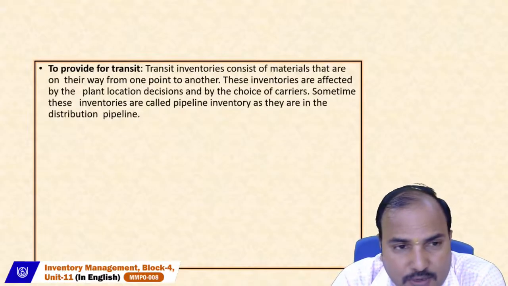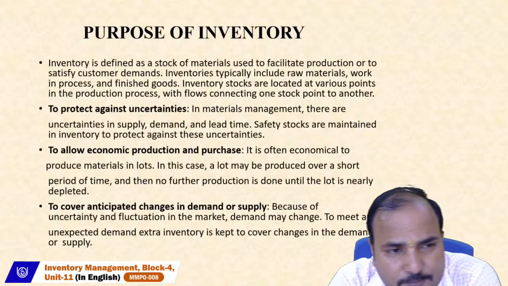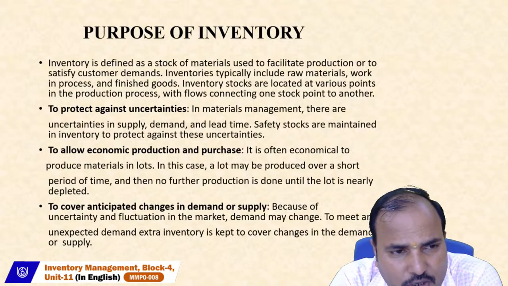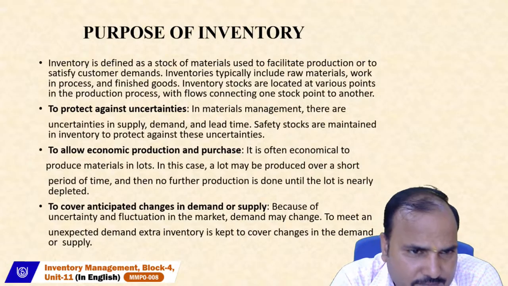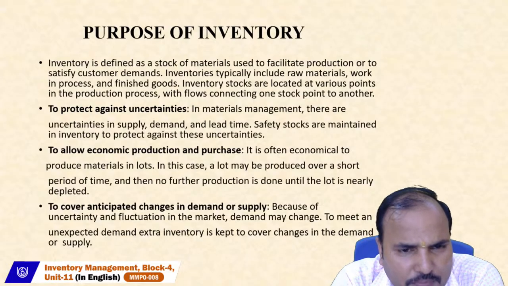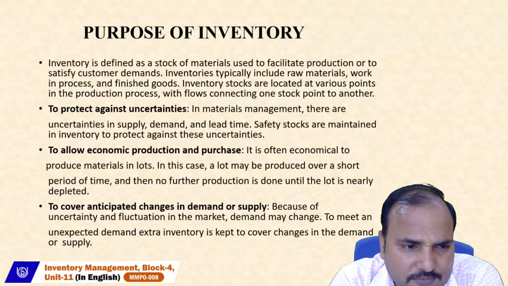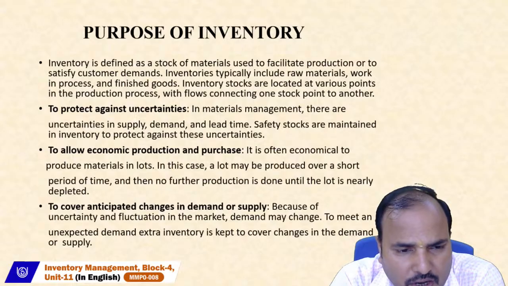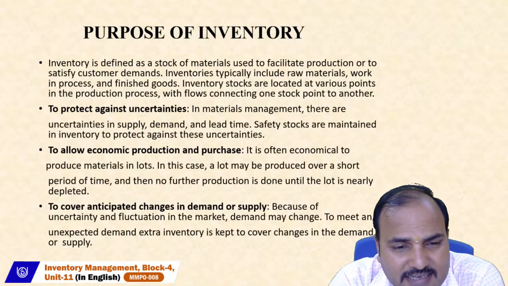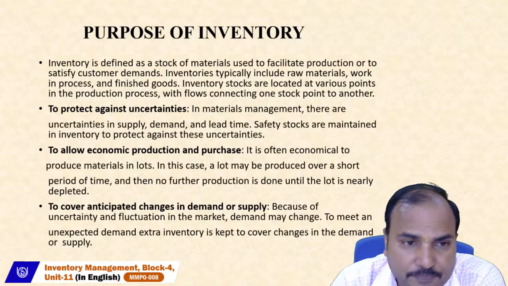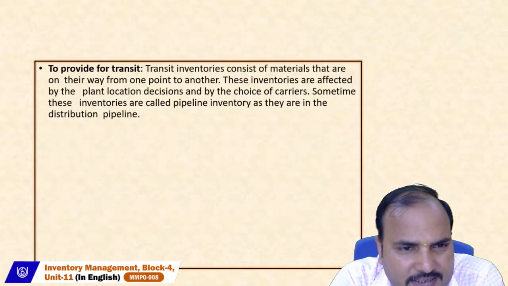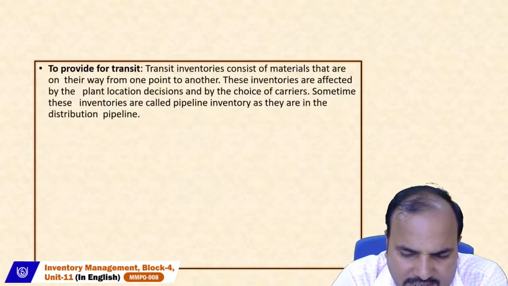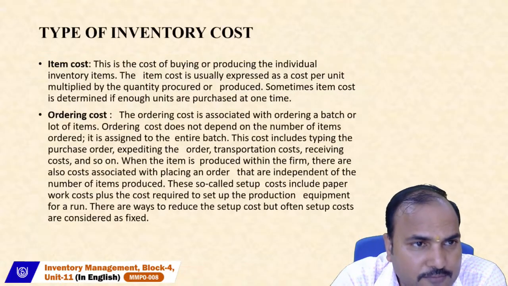So let us recall the different purposes of inventory. One is to protect against uncertainties. Second is to allow economic production and purchase. Third is to cover anticipated changes in demand and supply. And fourth is to provide for transit. So these are the purposes of inventory.